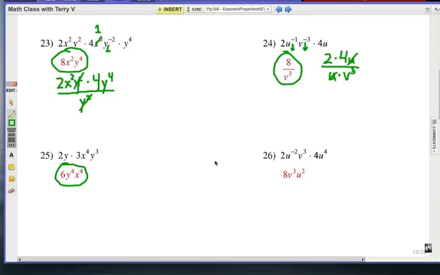Number 26, this u squared, because it's a negative 2 there, is going to drop down, and that's going to put it in the denominator. So let's go ahead and do that first. And then on the top we have 2 times 4 is 8. We have the v to the third is still going to be on the top. And I have u to the fourth here. Now of course when we do some canceling here, that's actually going to give me a u squared on the top. And that's what it looks like all put together.